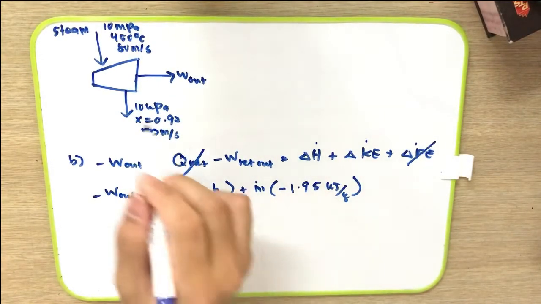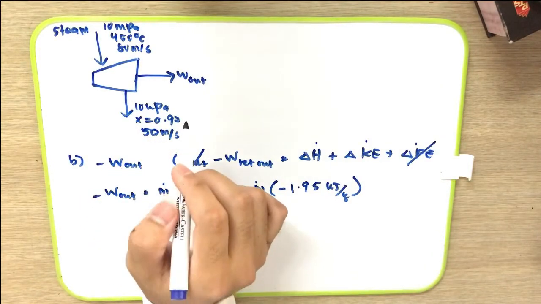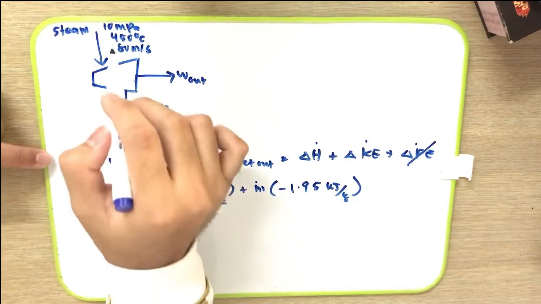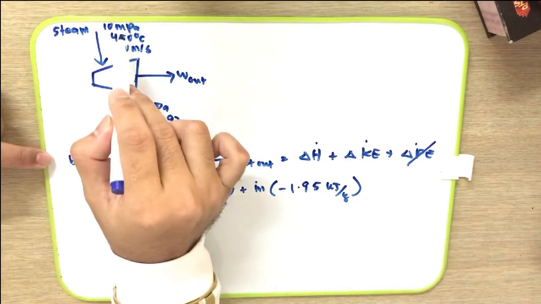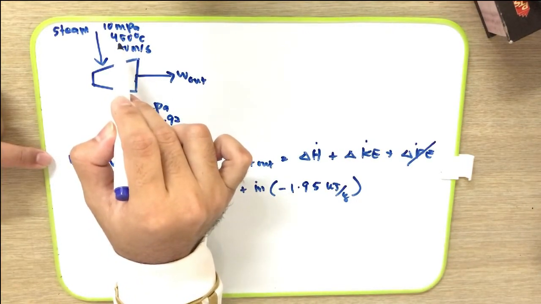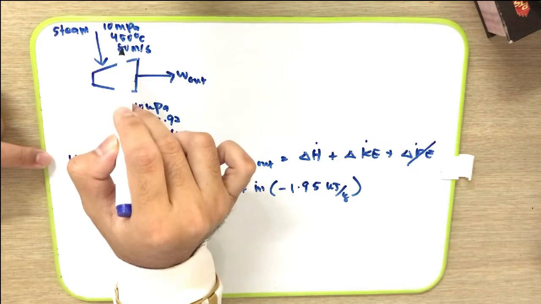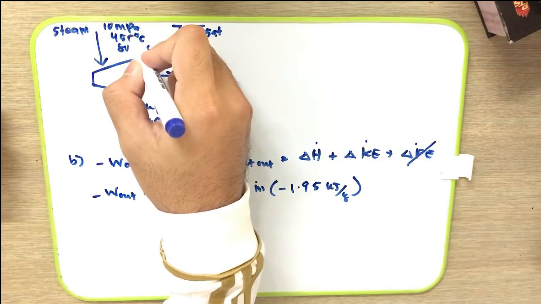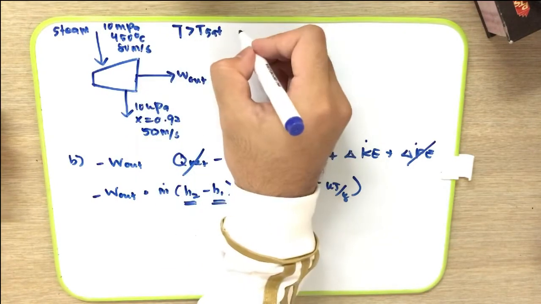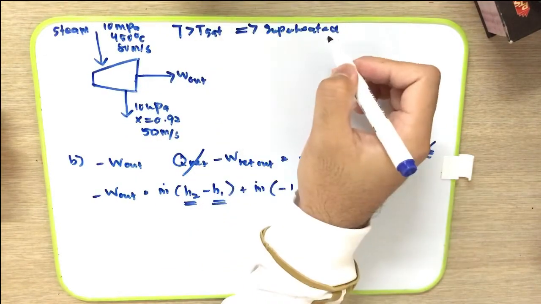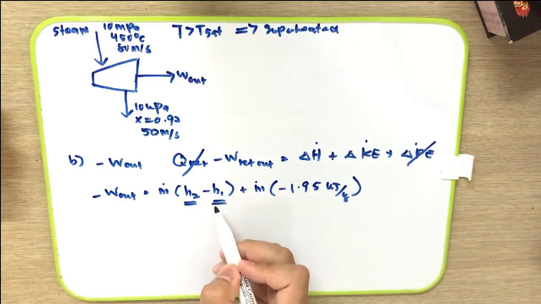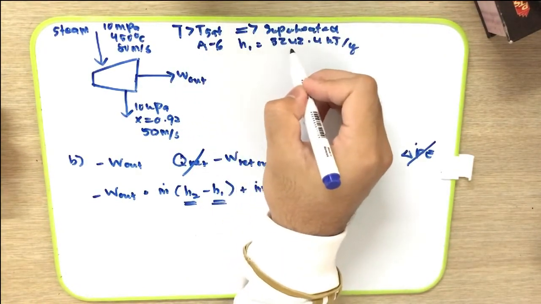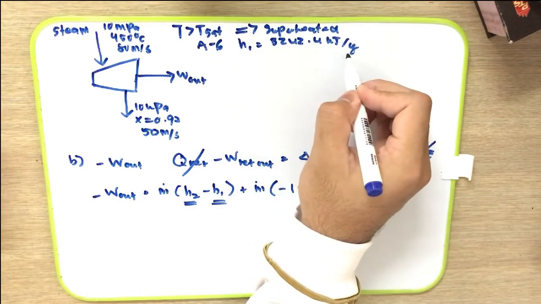So if we look at this diagram, we need to find first the phase for each state, state 1 and also state 2. For state 1, according to the pressure 10 megapascal and temperature 450 degrees C, we can find that T is higher than T saturated at 10 megapascal. So it means that at state 1, the phase is superheated. So in order to find the H1, we can find through table A6. So H1 is 3242.4 kJ per kg.